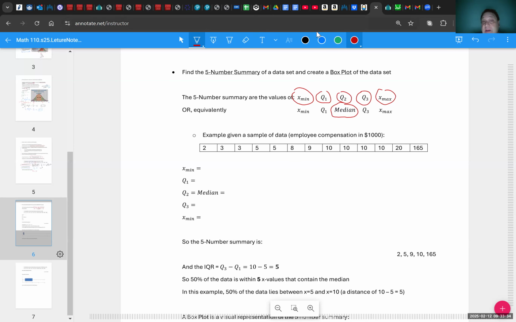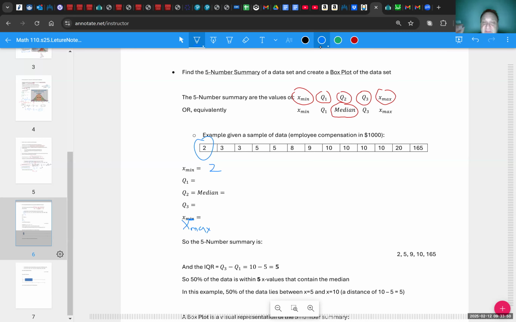X min, by the way, is just the minimum X value. So I know the minimum X value right here is 2. So X min is 2. This should say X max. Typo. It's like a copy and paste error, right? This should say X max.